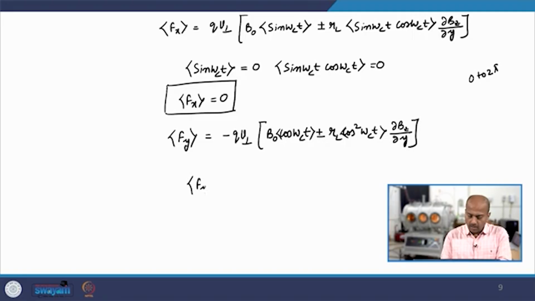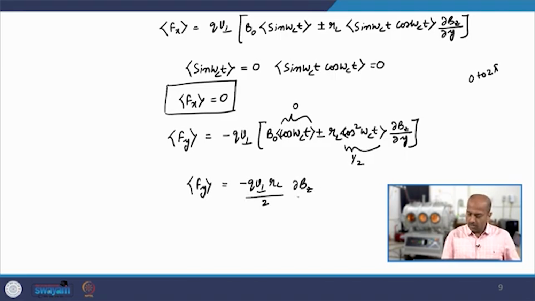So, the average of cos omega ct is 0, and the average of cos square omega ct is half. So, Fy average is equal to minus q v perpendicular RL by 2 dou Bz by dou y, and Fz is anyway 0. So, what have we realized?